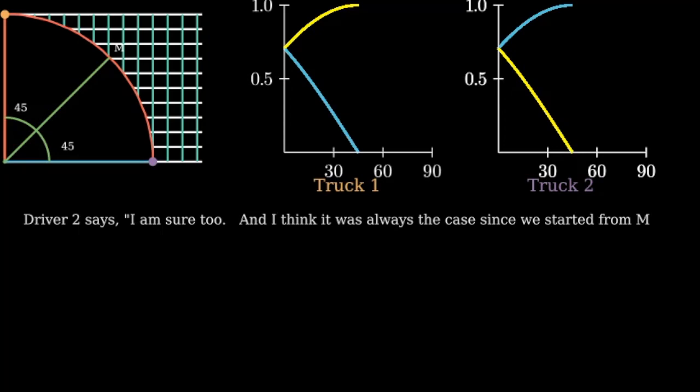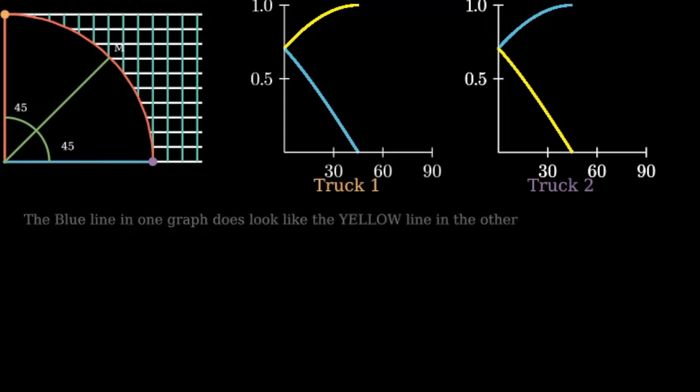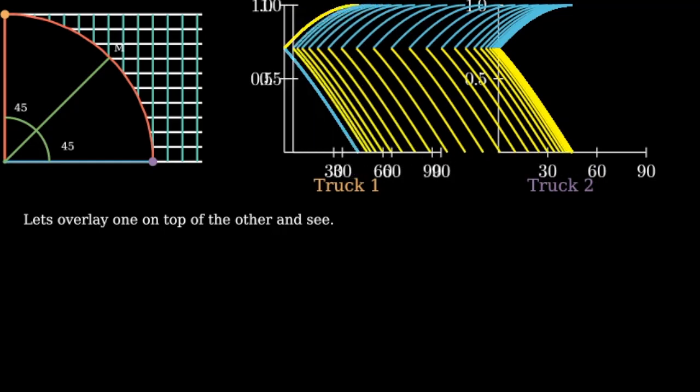Let's check the graphs to see if driver 2 is right. In both graphs, the horizontal coordinates are in blue, and in both graphs, the vertical coordinates are in yellow. The blue line in one graph does look like the yellow in the other. Let's overlay one on top of the other and see.